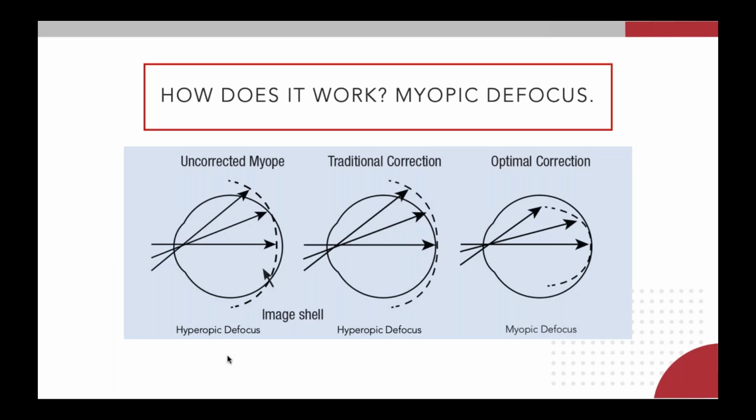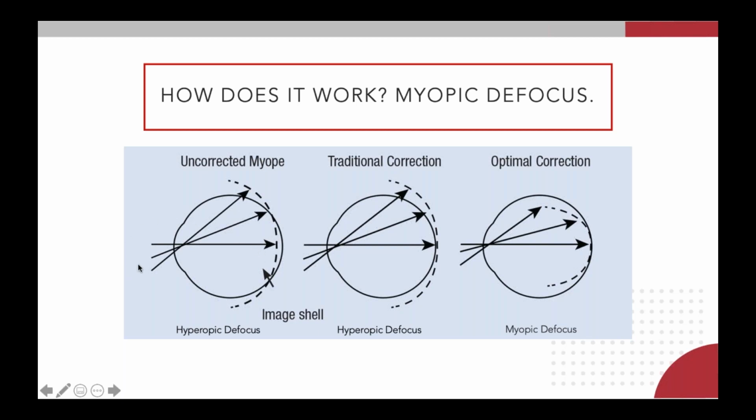So how does myopia management work? The main theory that's widely accepted is this theory of myopic defocus. So let's try to go through this and explain what myopic defocus is. So if we start with that uncorrected myope, we look at how the center distance light ray enters the eye. It enters the eye and it focuses to a point in front of the retina. So this child is myopic and they see blurry in the distance.